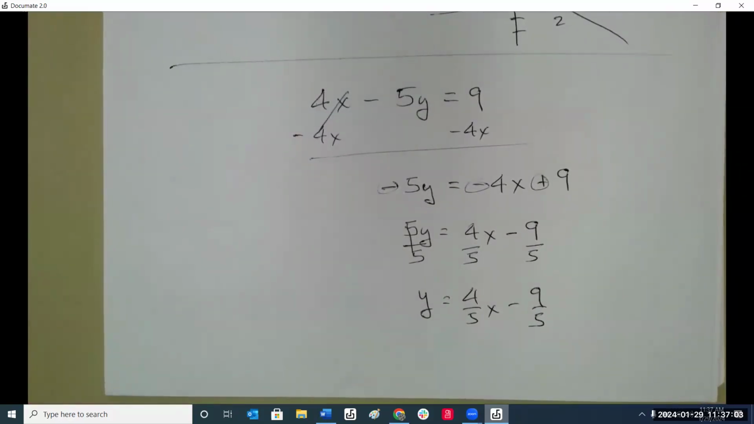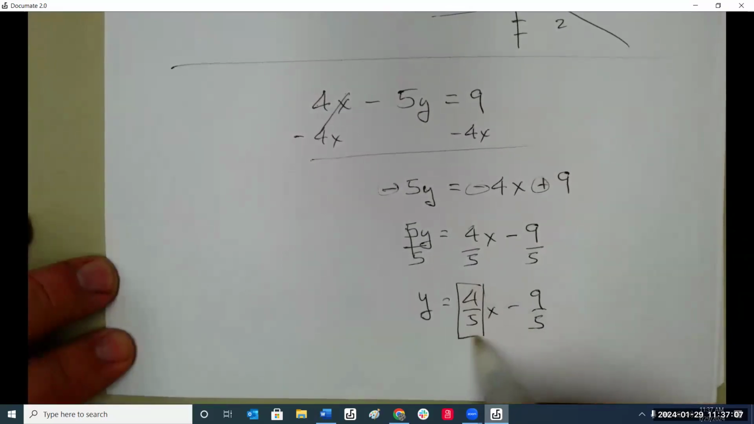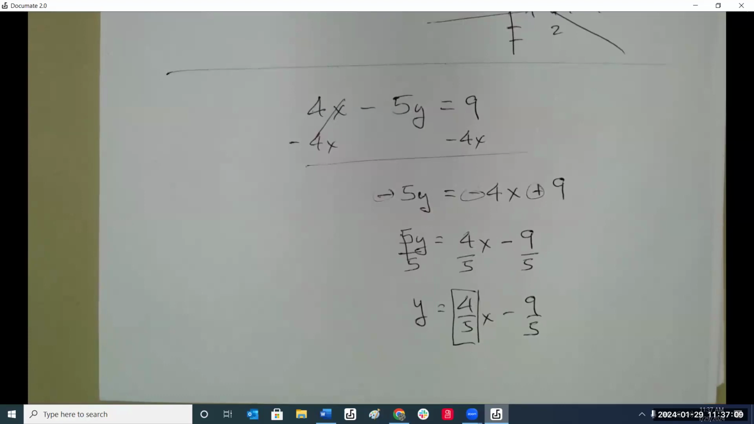This method won't work here. We know the slope, but we can't plot that. Negative 9/4, it's not too accurate. So what other method would we use to graph this one? We can't use this method. What other method can we use?